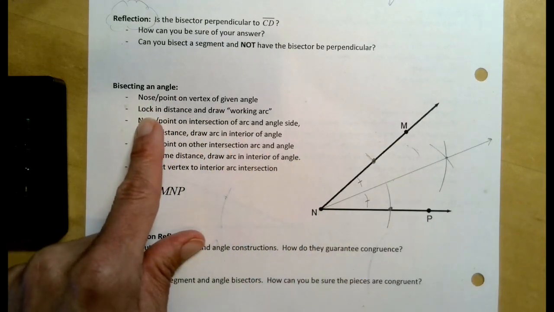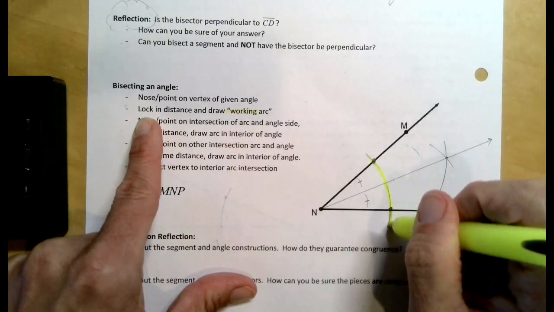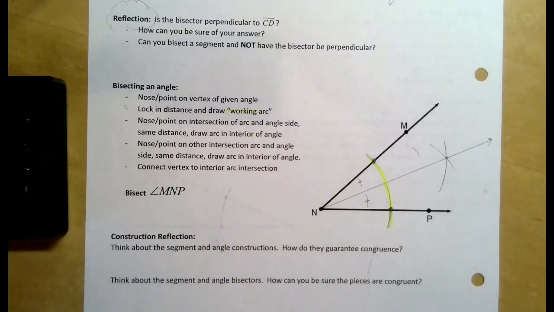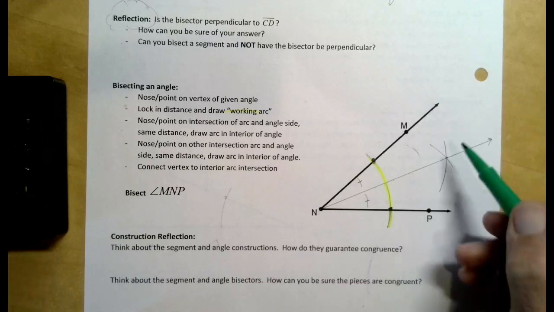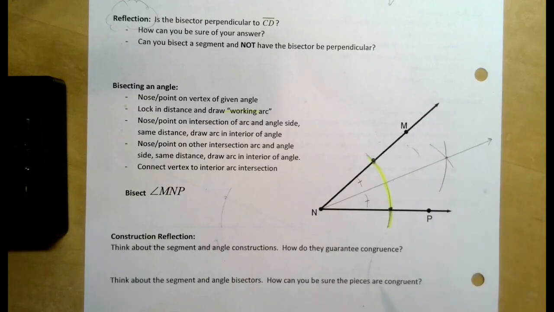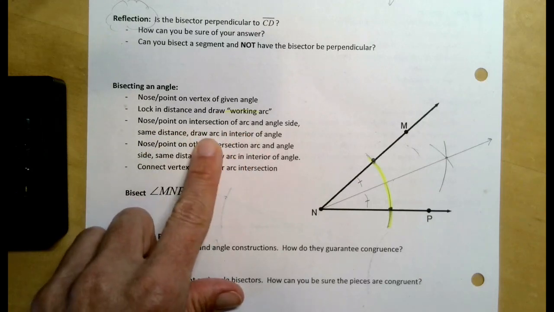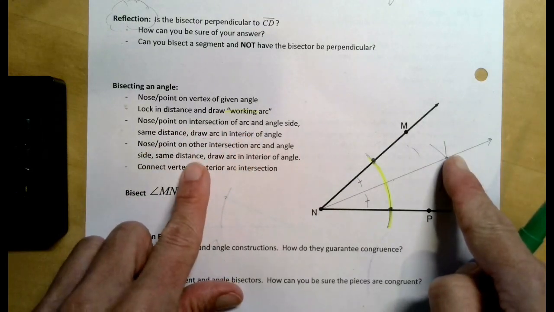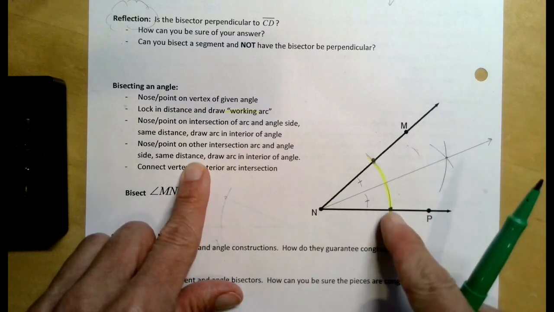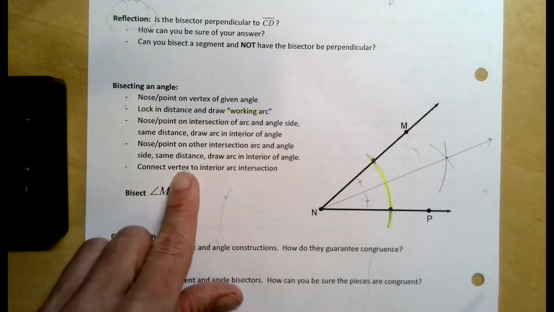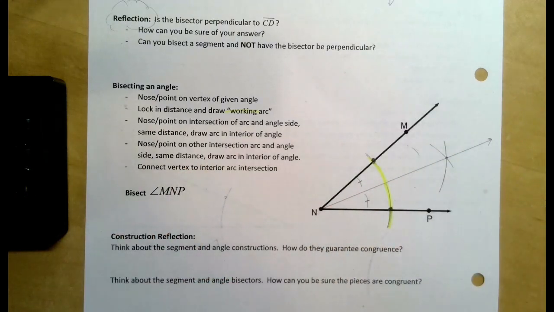I put my point on the vertex. I drew my working arc, and remember, your working arc is going to be this thing here, and the purpose of needing that is so that I have these two intersections from which to draw these arcs. Draw an arc in the interior of the angle, I put it on my other arc and angle intersection, and then I connected my vertex to my interior arc intersection.